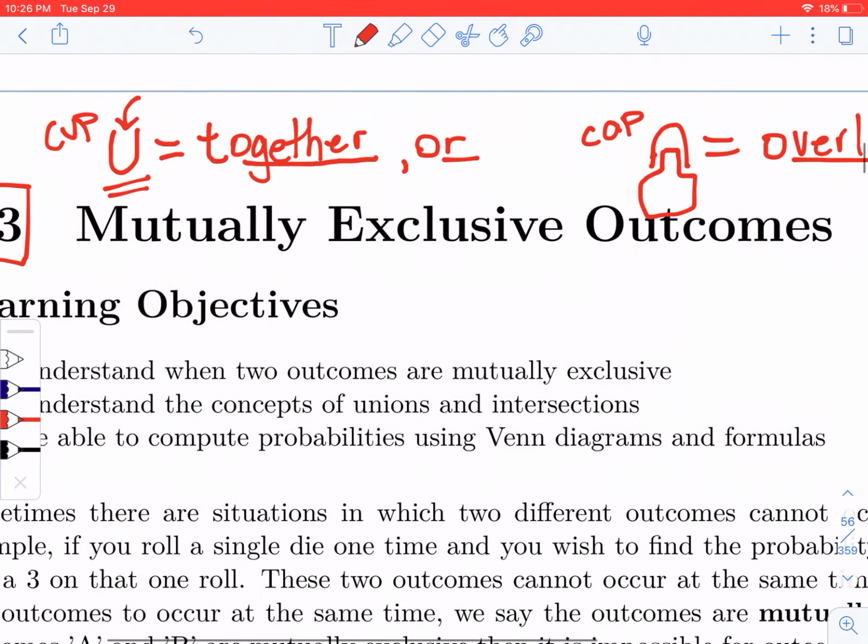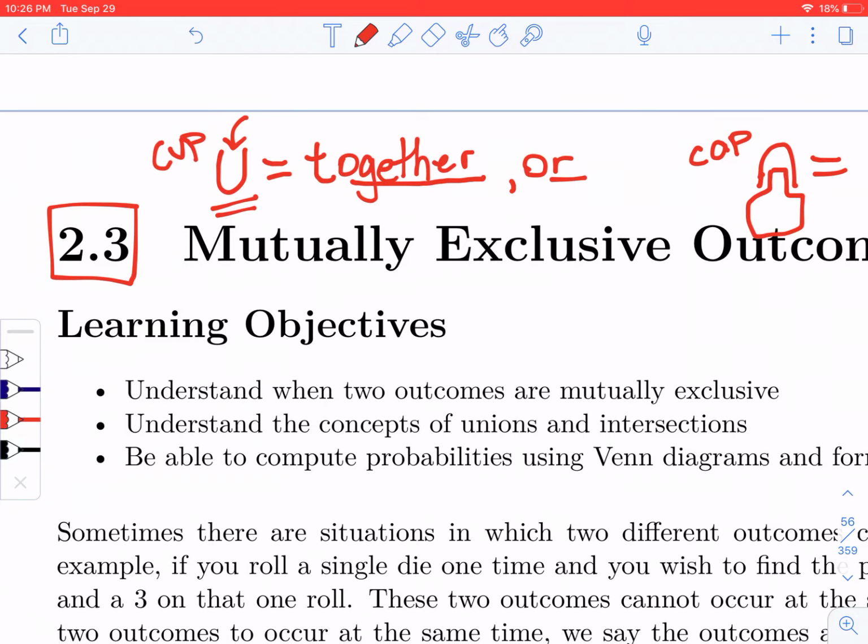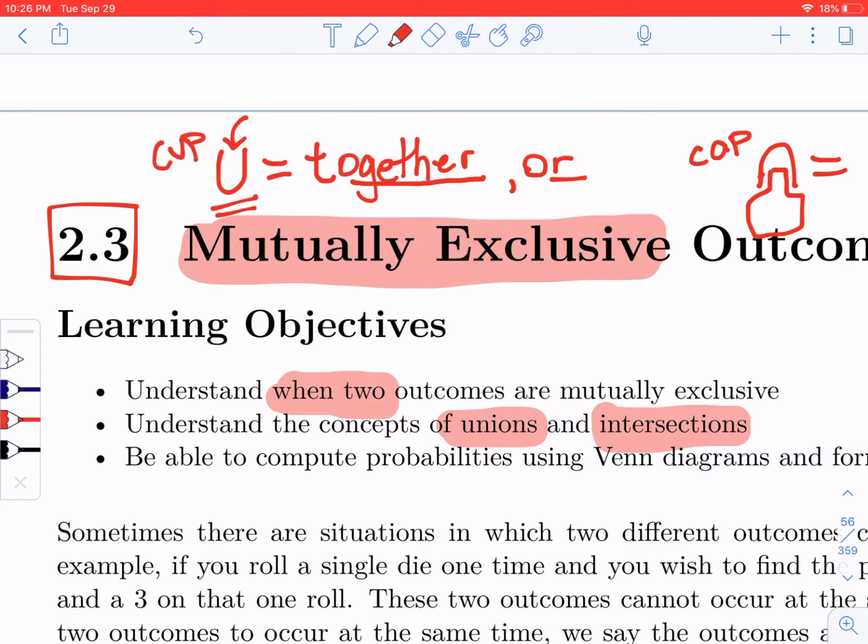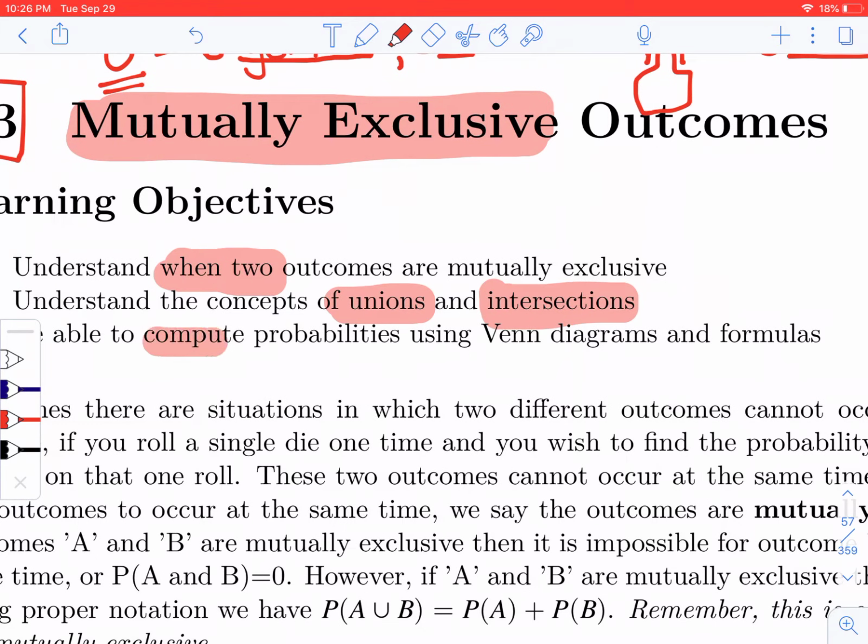All right. Here go our main outcomes. We are, first of all, going to understand the term mutually exclusive. When two things do not have any overlap, we call them mutually exclusive. Think of them as things that don't share well. They're exclusive to each other. You should know when things are mutually exclusive, understand the concepts of unions and intersections, and finally be able to compute probabilities using Venn diagrams and formulas.